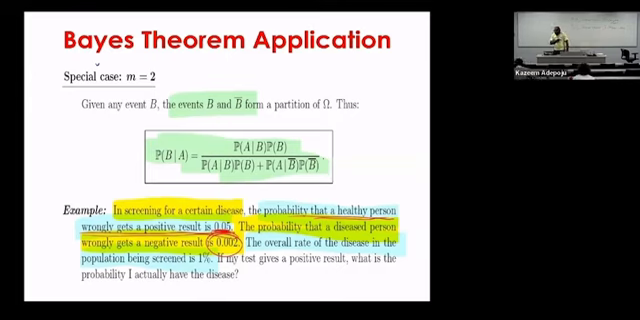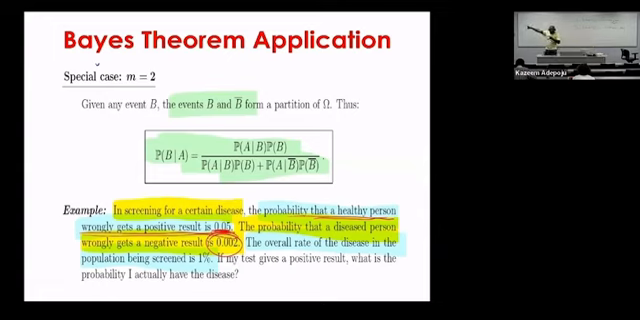Do you know what we want to find? We want to find the probability of B given A. That is, given that I have a positive result, what is the probability that disease is present? Can you see that now? So what I want to find is the probability of B given A. That's what I want to find.